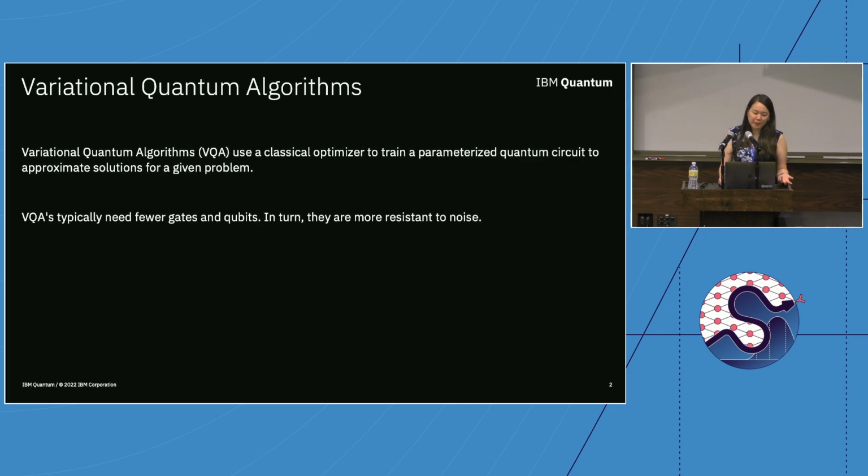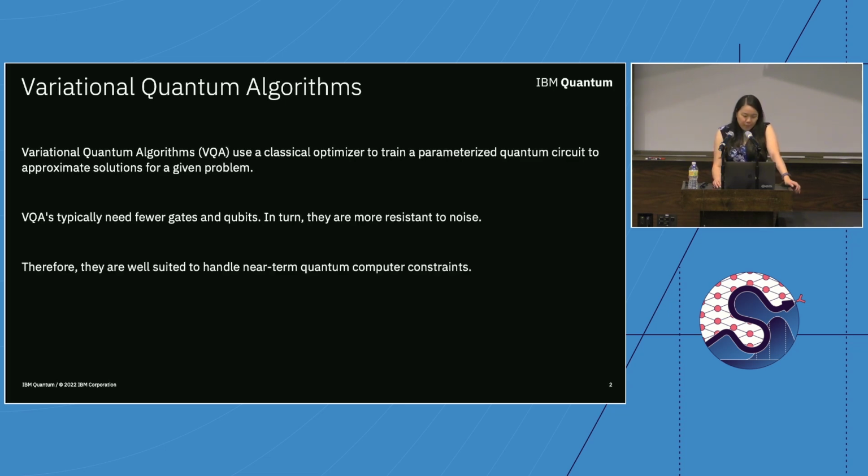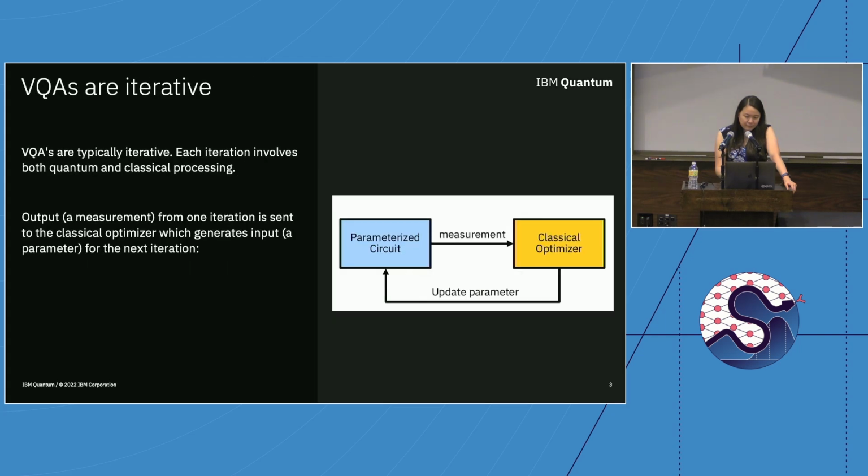VQAs are very popular today because they typically use fewer gates and qubits, and therefore they are more resistant to noise, and today's quantum computers are quite noisy. So they're suitable for near-term quantum computers. VQAs are typically iterative. You start with a parameterized circuit, and I will go more into that later. You run your circuit, you get the output, such as your expectation values, and then you put that into a classical optimizer. Then the value from that optimizer will be used to generate the next set of inputs into your parameterized circuit.